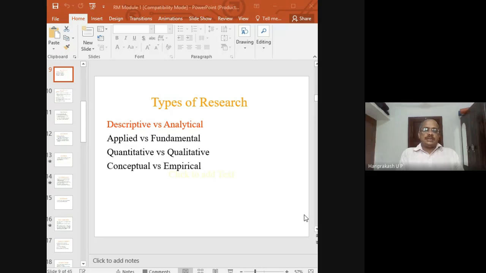Further, today we will see the other types of research. I hope descriptive research, analytical research, applied research and fundamental research, the four different types we discussed yesterday, are clear to you all. So I'll not go over them again, as we have many other concepts to discuss.